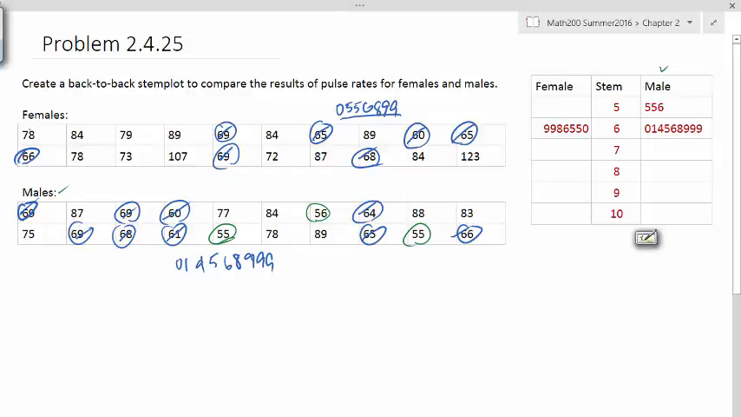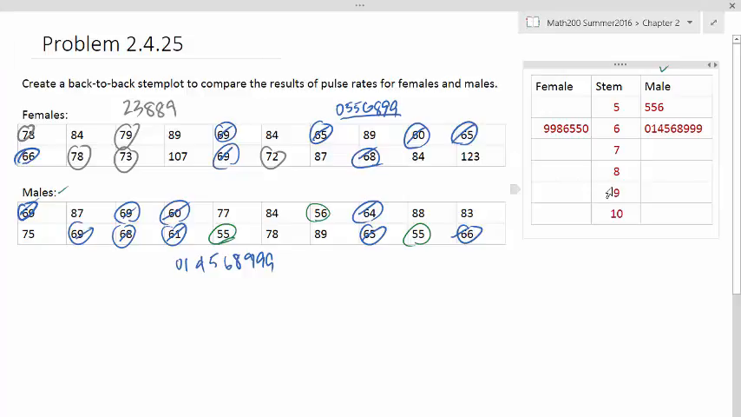Start with the females. 78, 79, 78, 73, 72. Okay, so there's 1, 2, 3, 4, 5. There's 5 numbers. Let's put them in order. There's a 2, a 3, an 8, and an 8, and a 9. Again, we want to write those backwards. So let's go into the leaves for the female in the 70s. Writing it backwards. 9, 8, 8, 3, 2. So 2, 3, 8, 8, 9.